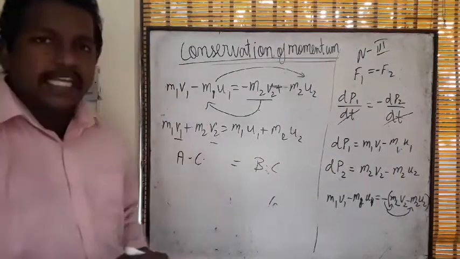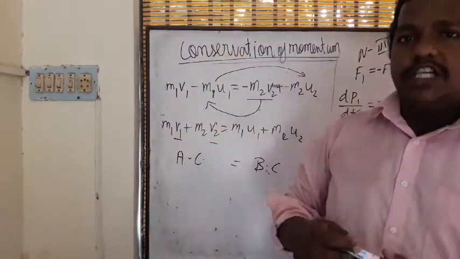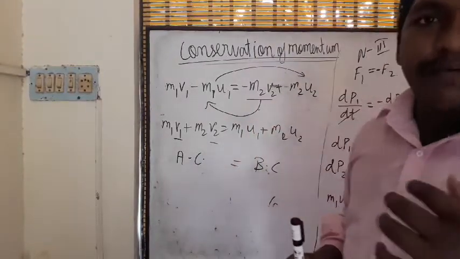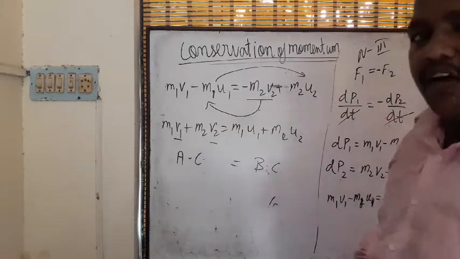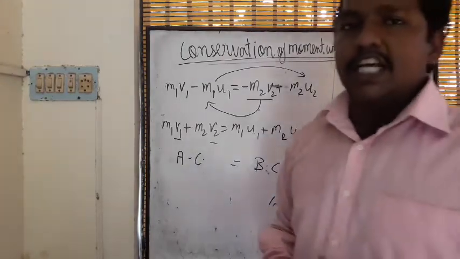The statement is saying that we can neither create nor destroy momentum. Momentum is going to be constant. Whatever is there before collision, the same thing is going to happen after collision. It is a kind of elastic collision. In a further video I am going to show you elastic and inelastic collisions also.